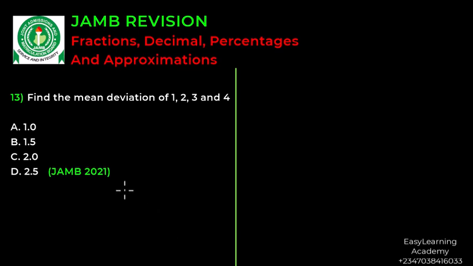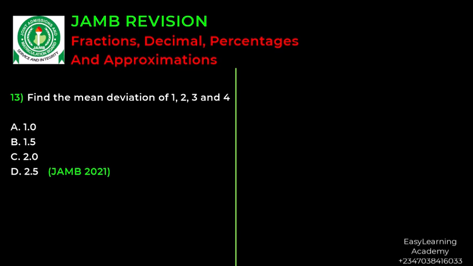All right, so we have an example here. It's a past question, JAMB 2021, and the question is: find the mean deviation of 1, 2, 3, and 4, and there are options here for you to solve. So as usual, I want you to pause the video and try to solve it, so we can compare our answers and do it together. So why don't you pause the video and let's try it.